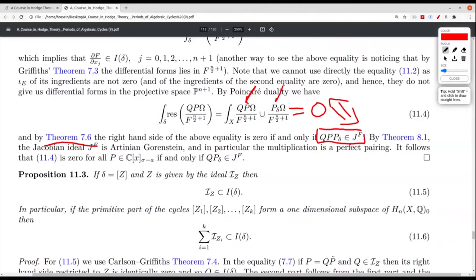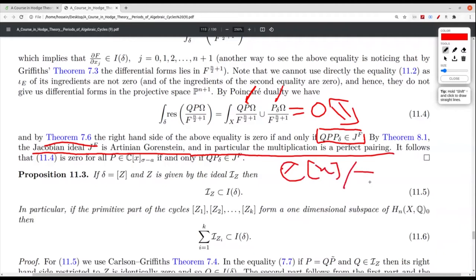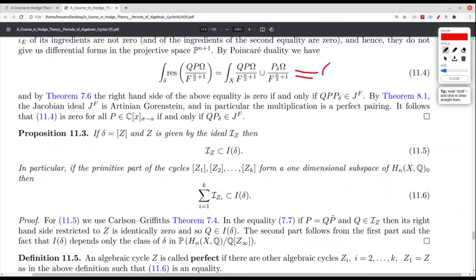And from another side, we know that the Jacobian ring is Artinian Gorenstein. And here we use that the multiplication is a perfect pairing, the multiplication in, let's say, C[x]/J^F. So if this guy for all p is in J^F, it must be zero in the quotient ring. So this means that at the end we will have QP delta in J^F. So this is zero if and only if this is in the Jacobian ring and the Jacobian ideal. And with this, it is enough to prove the identity that we wanted.